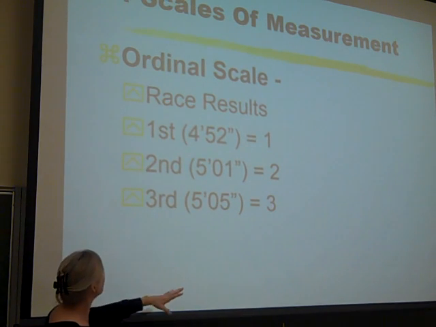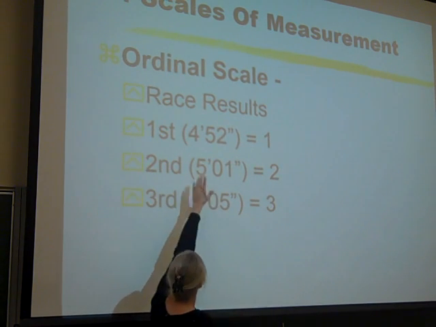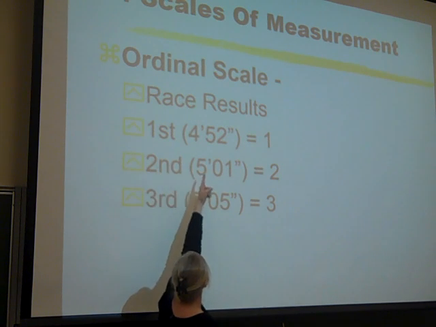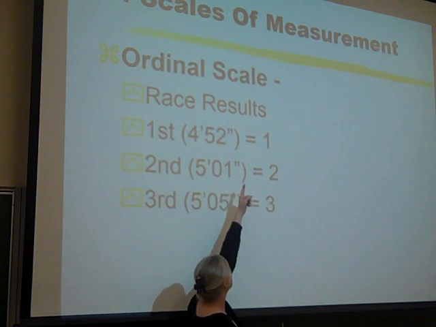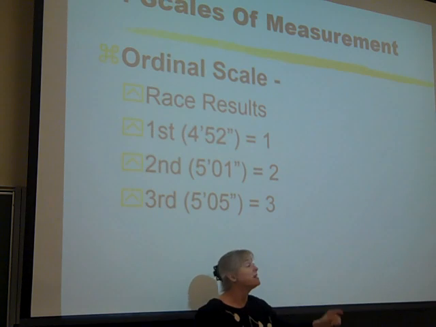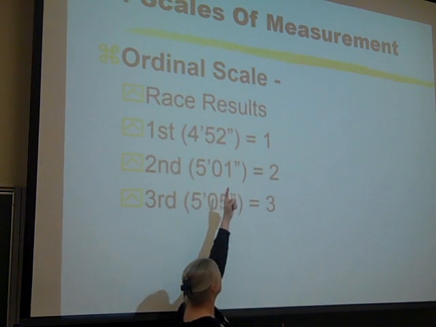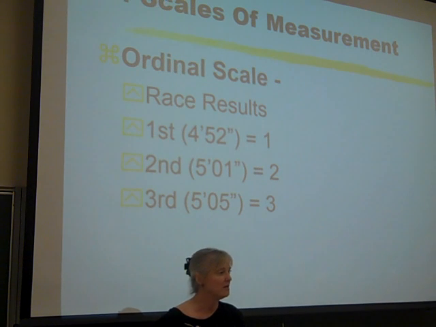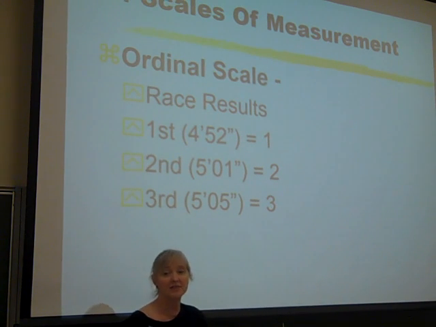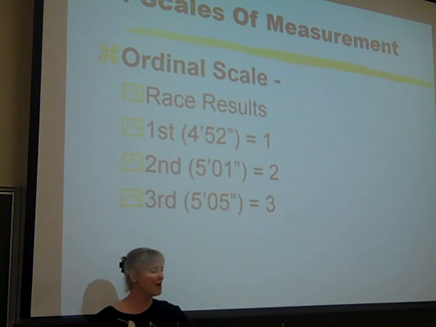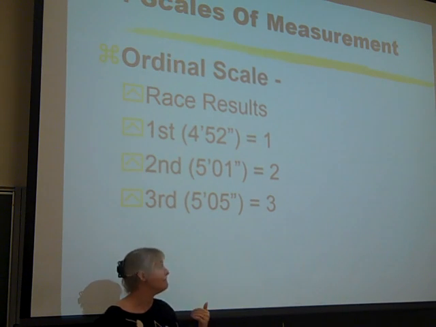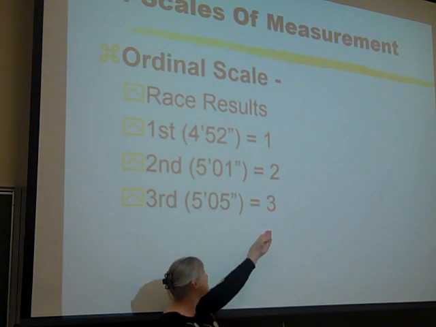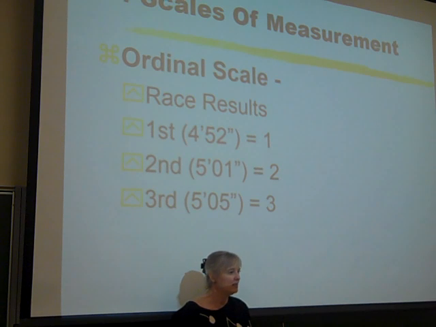So let's look at these numbers. The person that got first place ran at 4 minutes and 52 seconds, and that equals 201. Is the 4 minutes 52 seconds or the 1 the ordinal scale of measurement? The 1, exactly. Not the time. We're going to talk about what time is soon. But the 1, 2, and the 3, this is the ordinal scale of measurement.